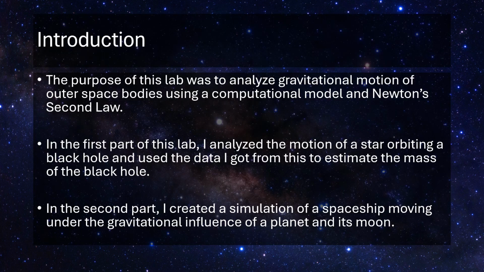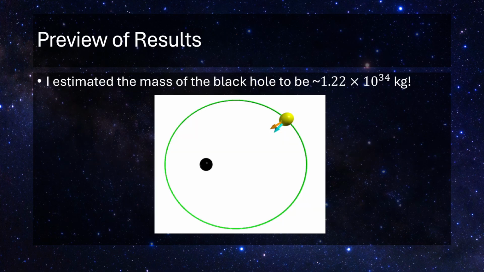As an introduction, the purpose of this lab was to analyze gravitational motion of outer space bodies using a computational model in Newton's second law. In the first part of the lab, I analyzed the motion of a star orbiting a black hole and used the data I got from that to estimate the mass of the black hole. In the second part, I created a simulation of a spaceship moving under the gravitational influence of a planet and its moon. Here's a brief preview of my results from part 1.